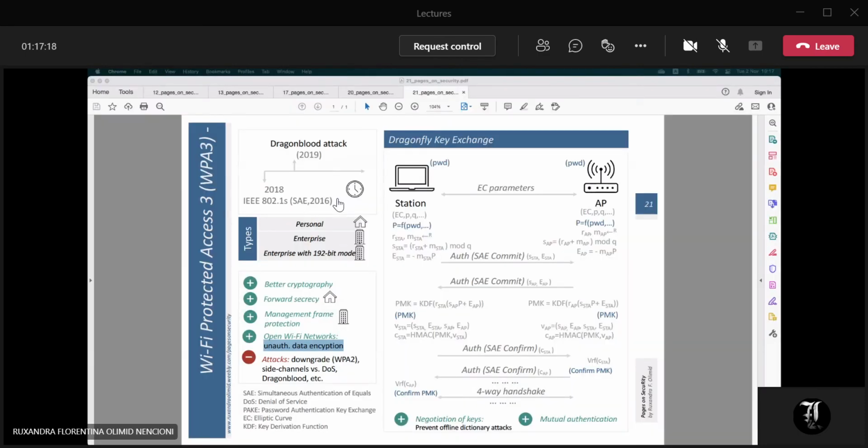Now, if you have questions about WPA3, I don't know.